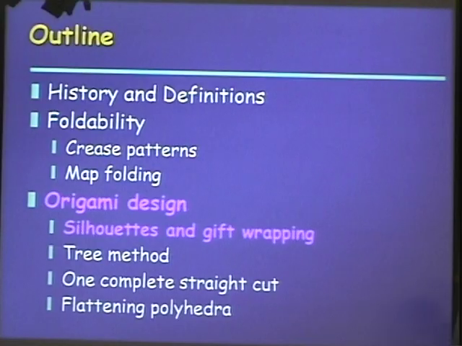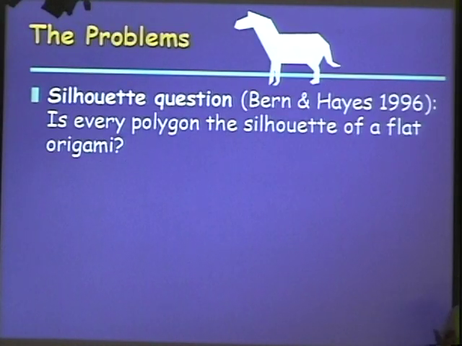OK. Let's design some origami next. The most basic problem you might ask about origami design is I want to fold a horse or some polygonal silhouette. And this early paper by Byrne and Hayes, which sort of got computational origami started, was the first to pose this explicitly, but it's sort of all over origami. I want to fold this shape or that shape. How can I do it? Or is it possible? What polygons can be folded?